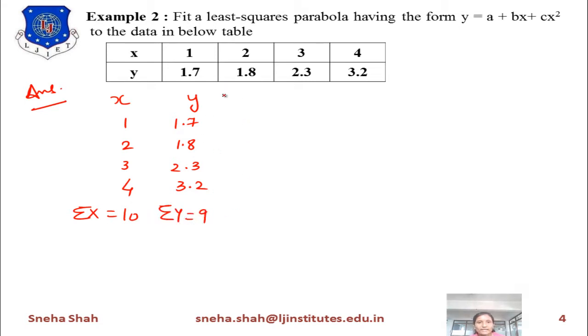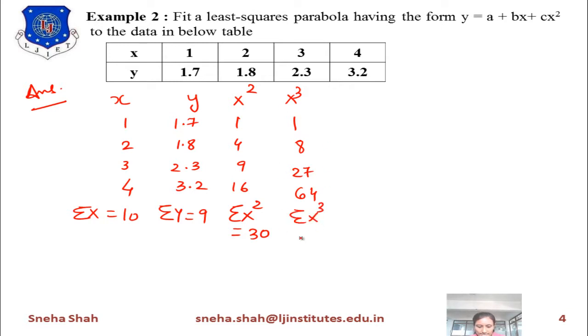will give you the answer of 9. Then I will find the value of x square: 1 square is 1, 2 square is 4, 3 square is 9, 4 square is 16. So when we take the sum of all these terms, it will give you the answer of 30. Now I will find the value of x cube. The value of x cube means 1 cube is 1, 2 cube is 8, 3 cube is 27 and 4 cube is 64. When I add all these terms, it will give you the answer of summation x cube, and its answer equals 100.